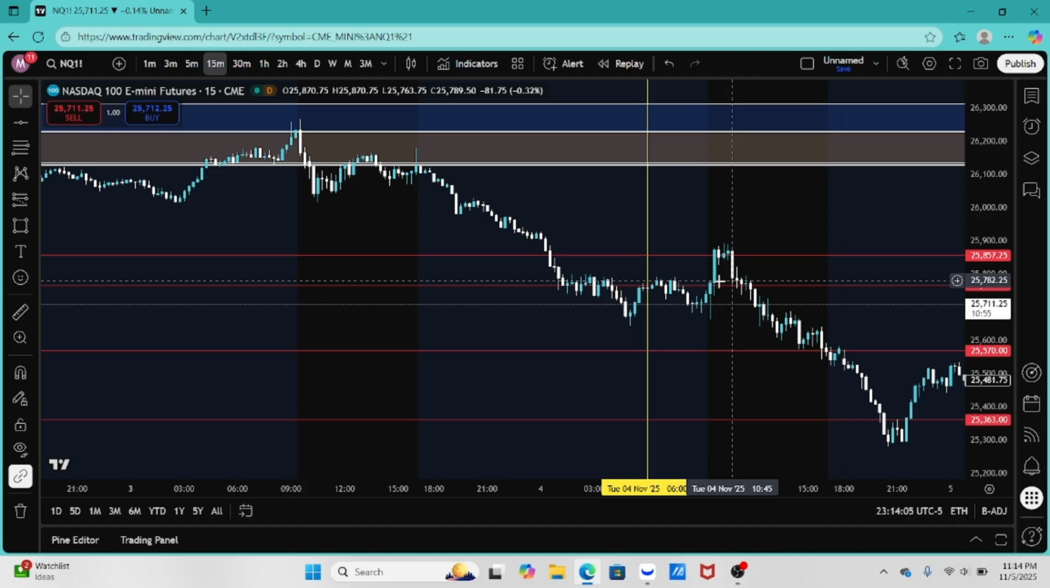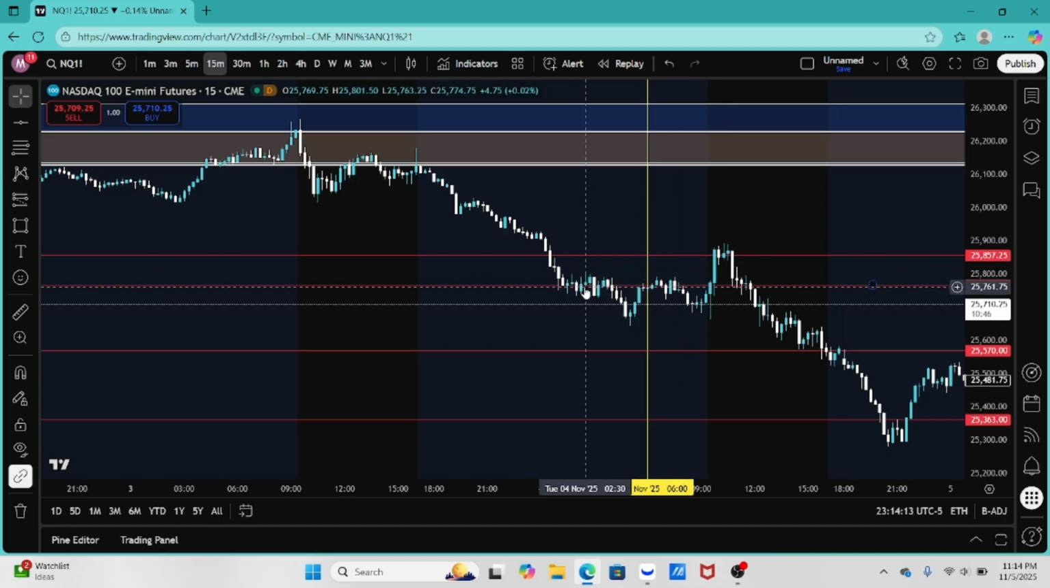Now many people will think, oh look, we have displacement up above a swing high after a low was taken. That's your classic 2022 ICT model. But you can't just take a displacement above a swing high as your indication to enter a trade. You need to bring everything together.